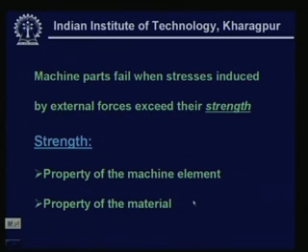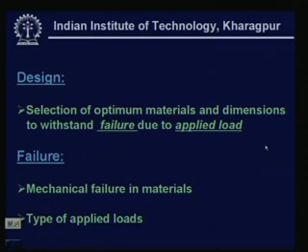Similarly, the property of the material is quite understandable, because the strength of an aluminum bar won't be the same as the strength of, say, a mild steel bar, or wood, or any other material. So, obviously, an important role is played by the property of the material, or the selection of the material, in the design of a machine component. Broadly, design means the selection of optimum materials and dimensions to withstand failure due to applied load.